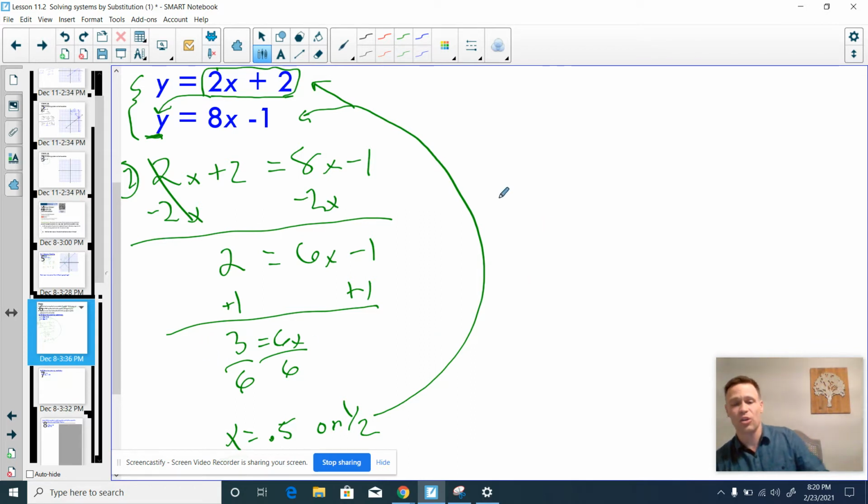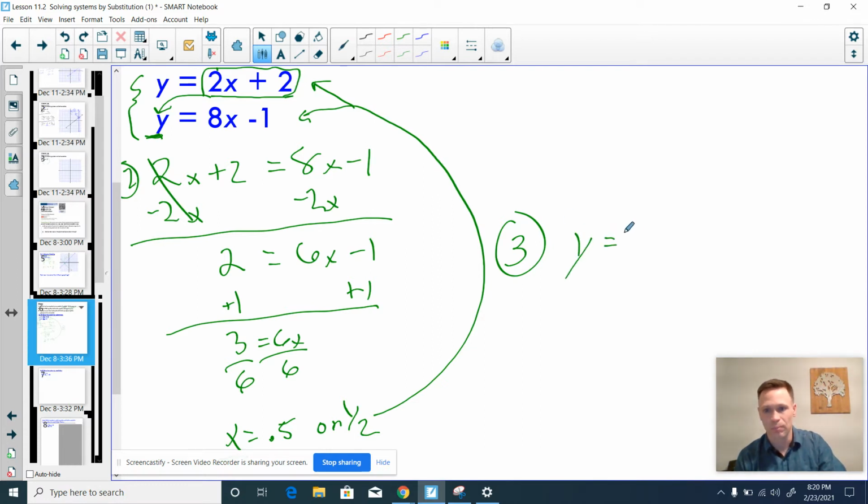Okay, so step 3 over here. This is another opportunity where you can just pick the easy equation. It doesn't make a difference. So to me, it looks like the top one's easier. So I'll go y is equal to 2, and then instead of x, remember I have to use 0.5 or 1/2, plus 2.